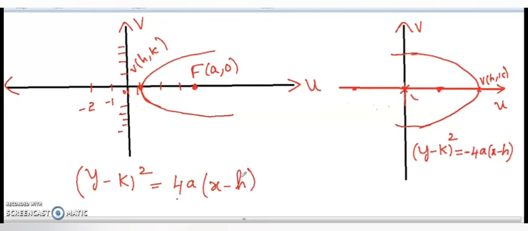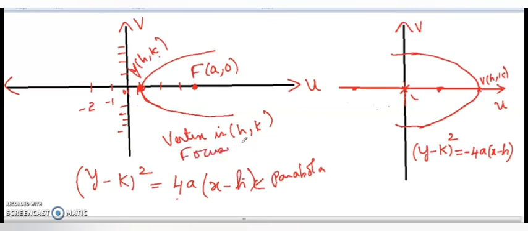This is a parabola, and this represents the parabola where h comma k is the vertex. So this particular point is the vertex h comma k, and we say the focus is a comma 0. This point is at a distance a from the vertex. The distance from this to this is a.